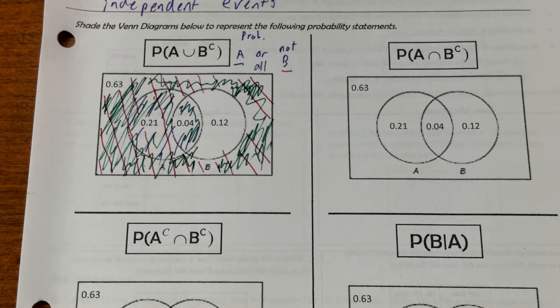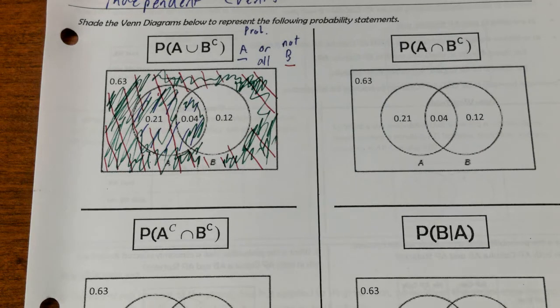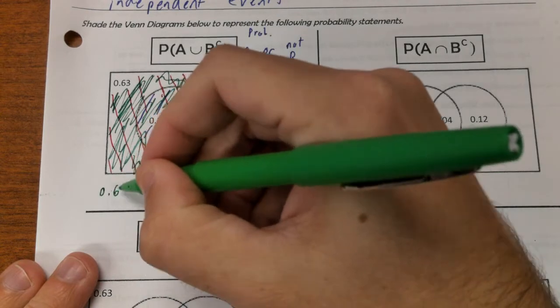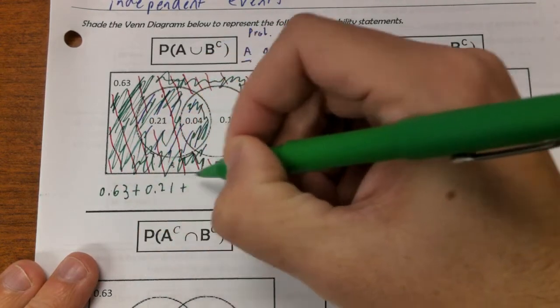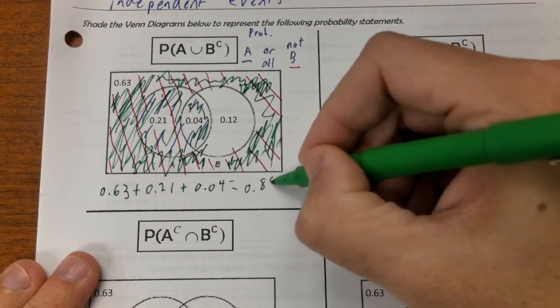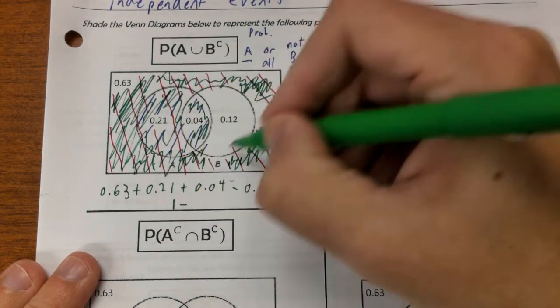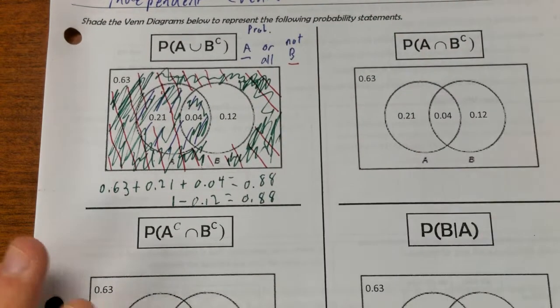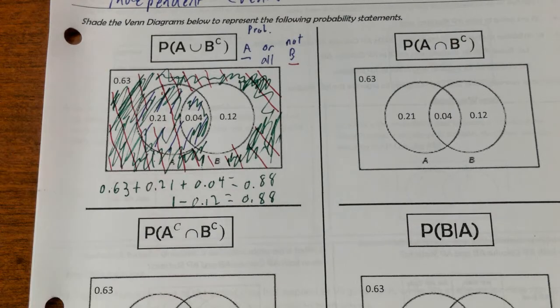So that's everything, right? So what's our value going to be? Well, to do this, we can either add everything that's shaded together, so 0.63 plus 0.21 plus 0.04, which is going to give us 0.88, or we can do 1 minus anything that's not shaded, so 0.12, which is also 0.88, right? So that's how we calculate this.